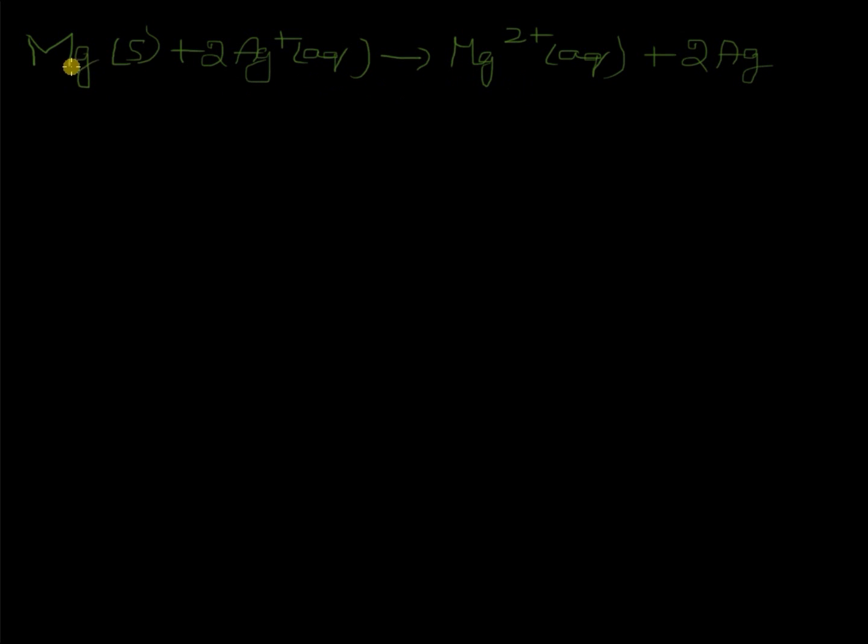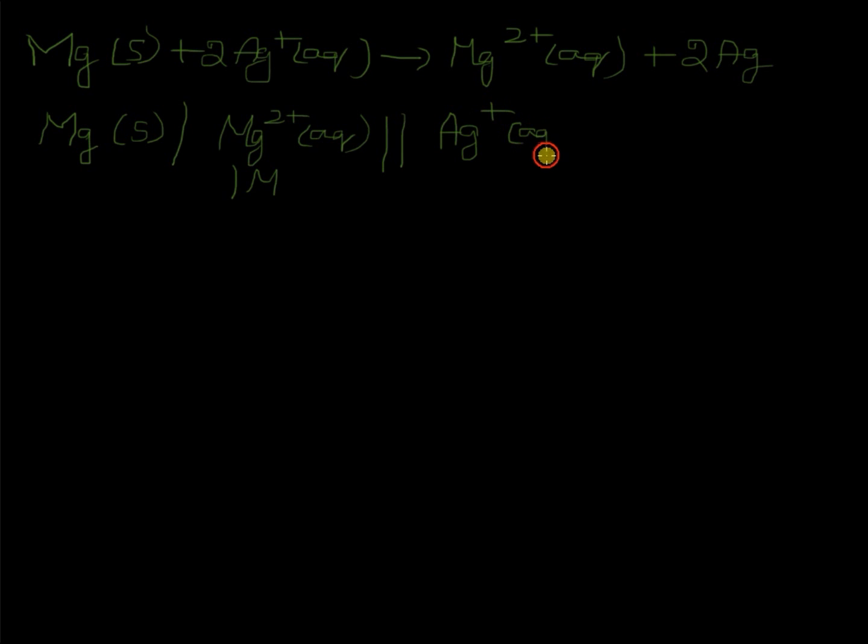Now from this we know that magnesium is the anode because magnesium is forming the ions. So that is the anode. So we write the anode metal on the left side. Mg solid, vertical line, Mg2+ aqueous 1 molar, salt bridge, cathode ion is Ag+ aqueous 1 molar, Ag solid.